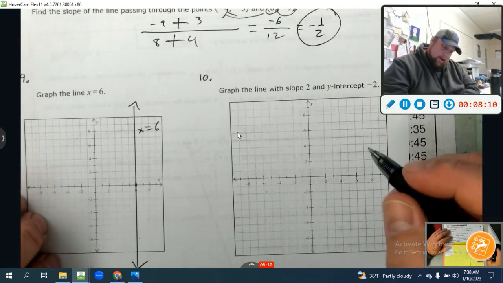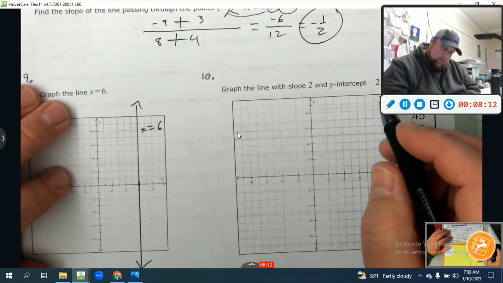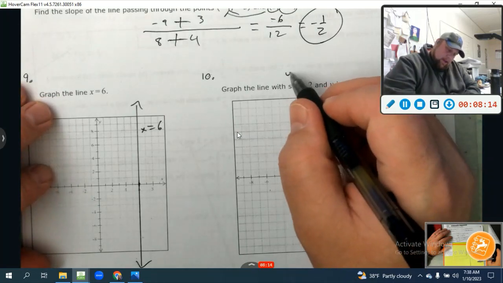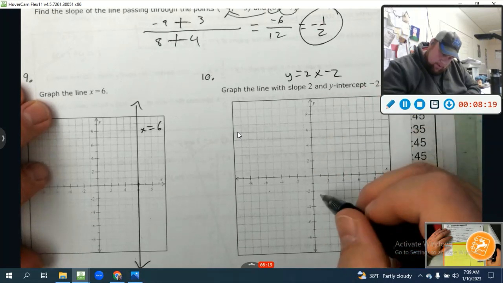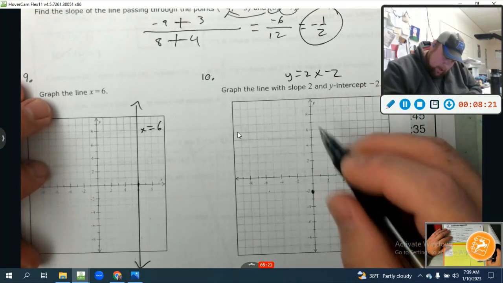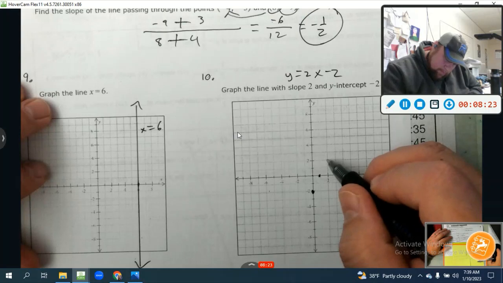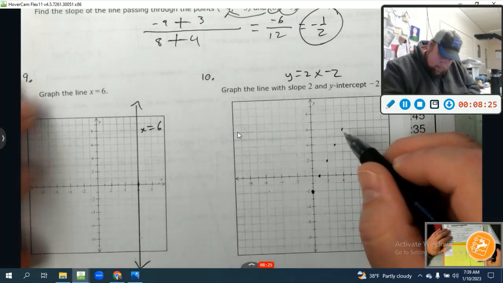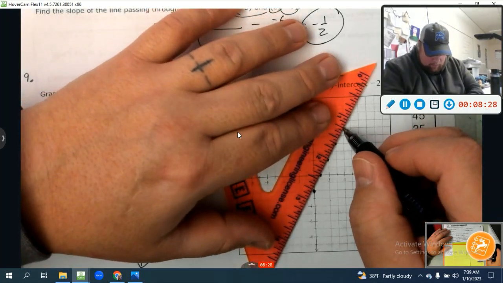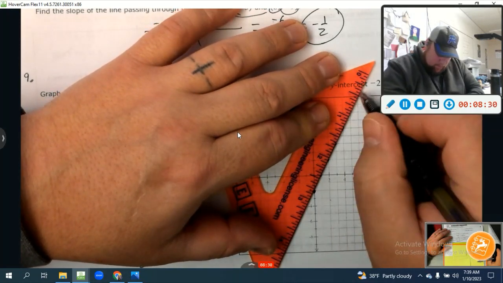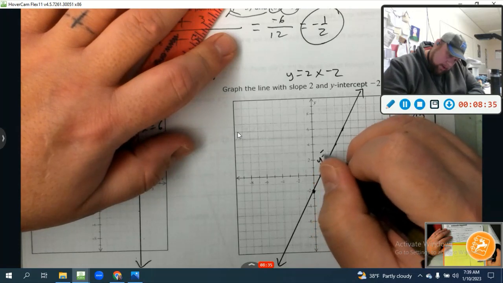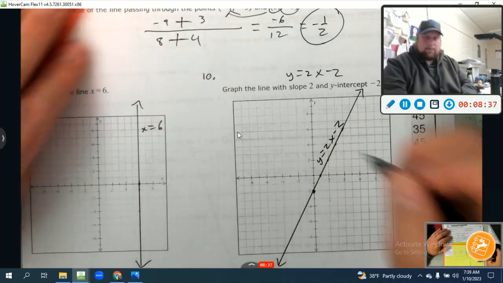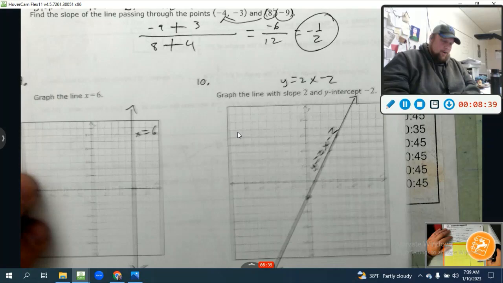Graph a line with a slope of 2 and a y-intercept of negative 2. So this would be y equals 2x minus 2, so we'll just go to minus 2. And the 2 tells me up 2 over 1. And I'm going to label it y equals 2x minus 2. Boom. I know, it's super quick. This test is a fast one if you know what you're doing.